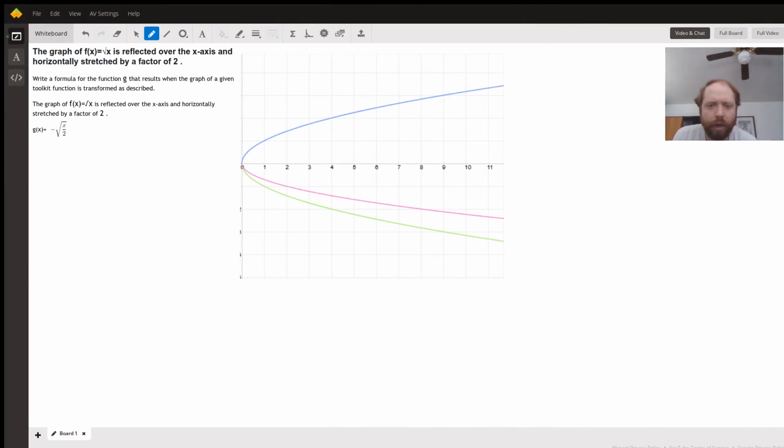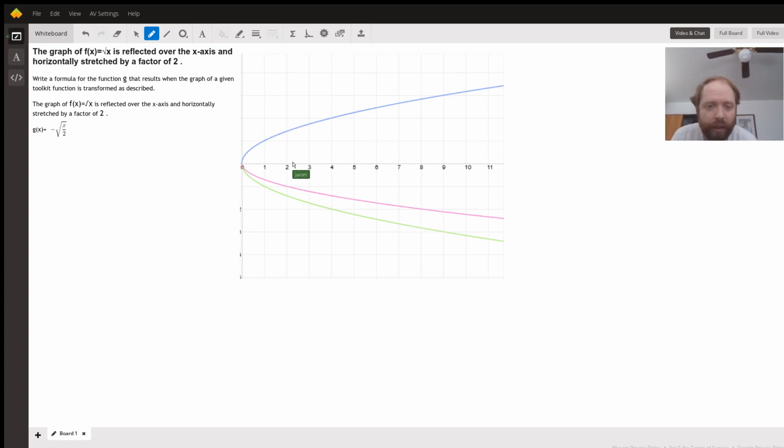All right, so for this problem, we're taking this function f of x equals the square root of x, shown here in blue. We're going to reflect it over the x-axis, stretch it horizontally by a factor of 2, and give what the new function is. So to do this, we need first to reflect it over the x-axis. So that's our green here.